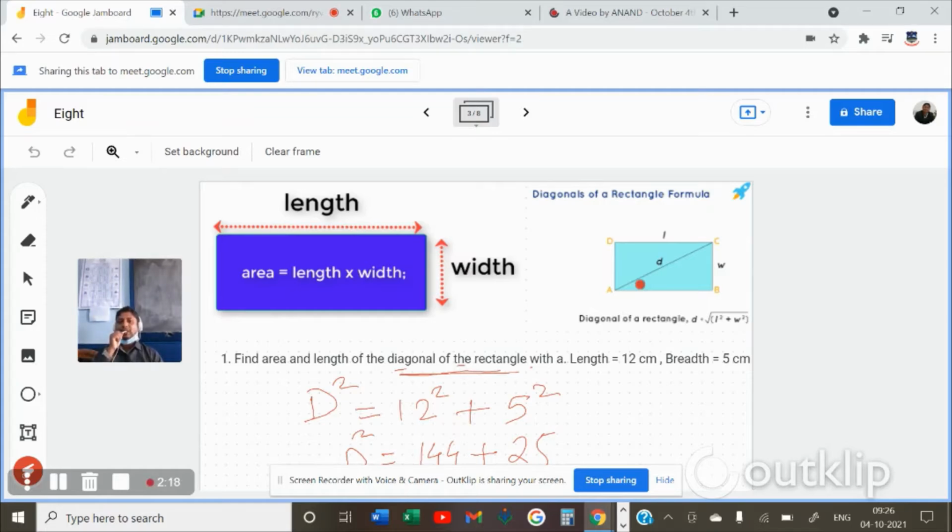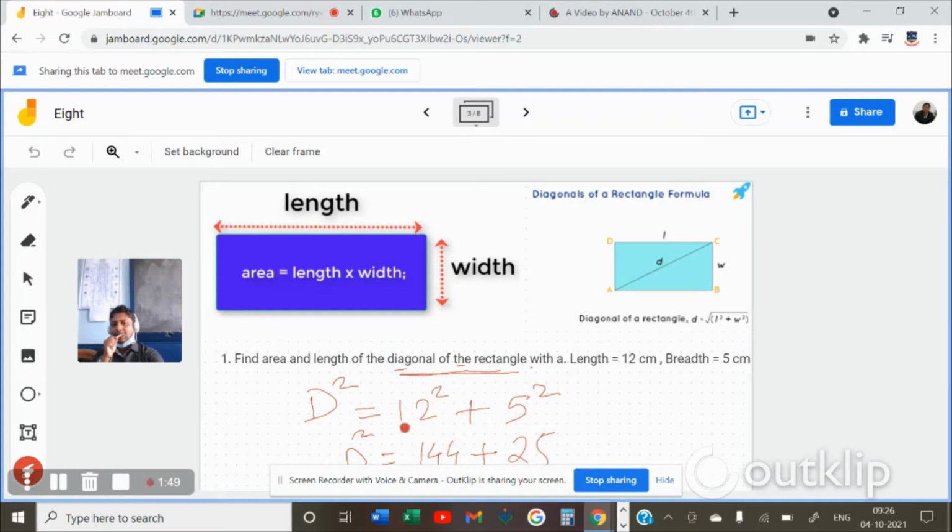What is my length square? You tell me, what is my length? 12. So I have written 12 square. And this is my diagonal square. My formula is diagonal square equals to length square plus breadth square. Is it clear? So I wrote 12 square my length and 5 square as my breadth.